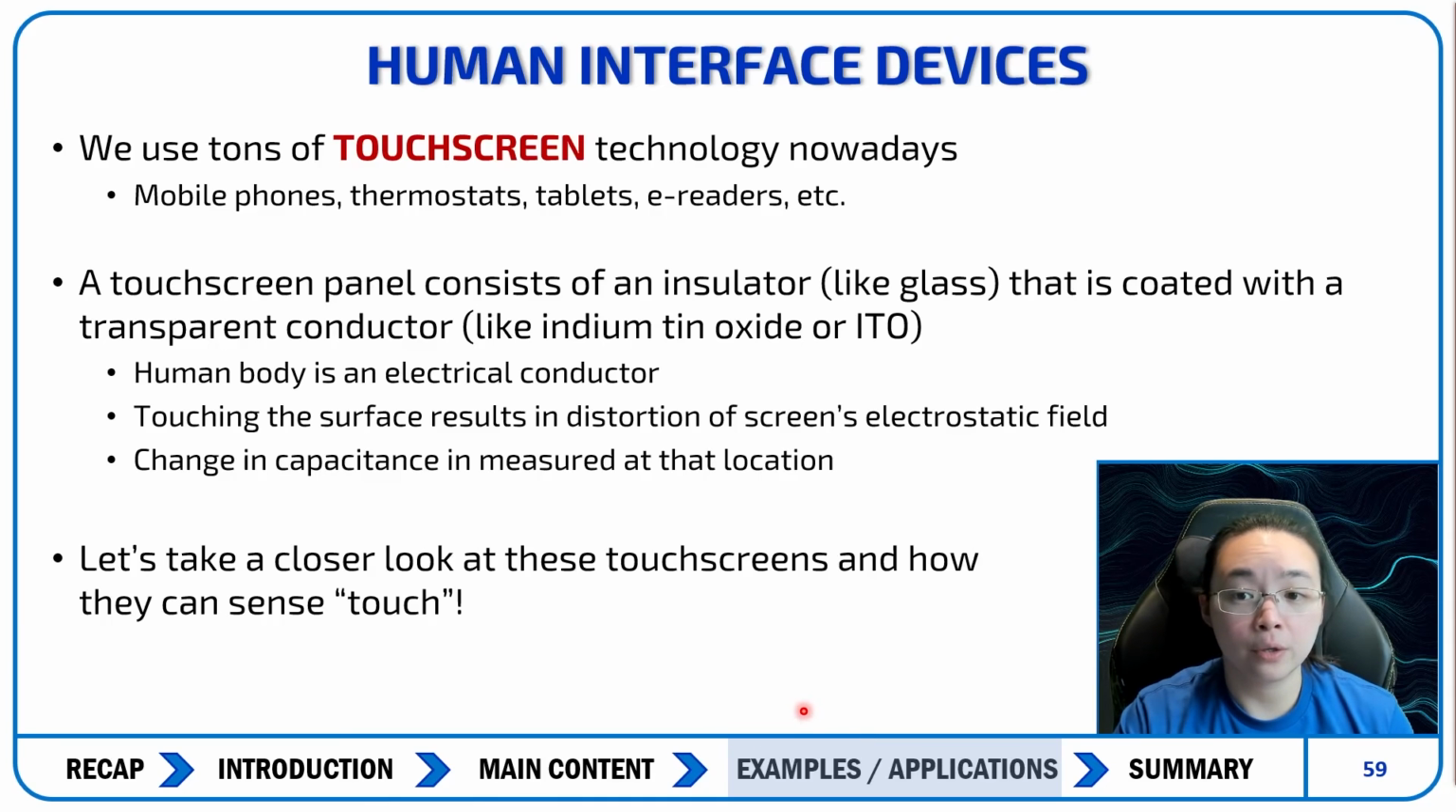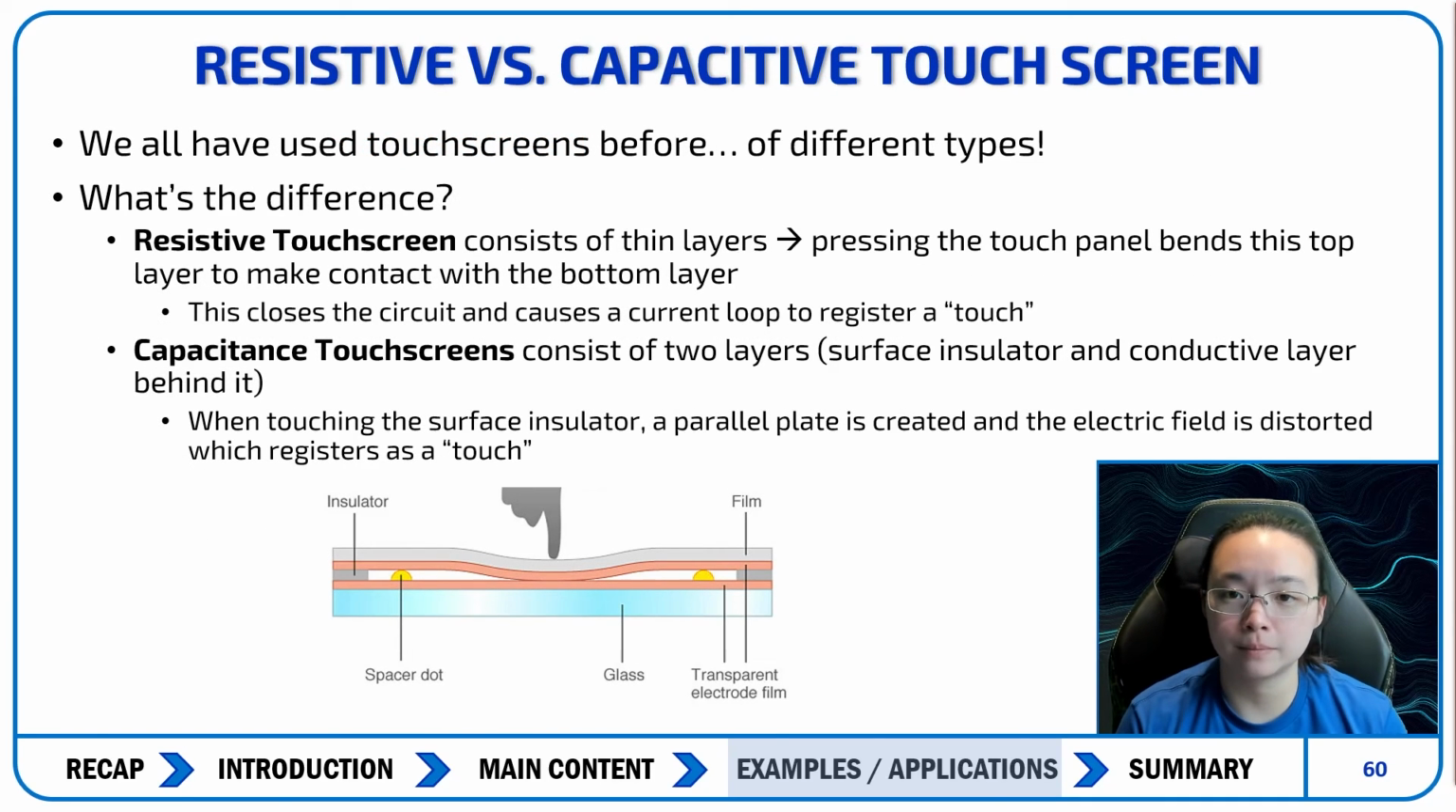So let's take a closer look at these touchscreens and how they can sense touch, because there are two different types that you will have to differentiate between. So the two different types are resistive versus capacitive touchscreens. And just by the name of these touchscreens, you should be able to figure out what they refer to. Now, we have all used touchscreens before. You've probably used some where you have to really poke the screen and push into the screen, so the screen actually sinks down and then something happens.